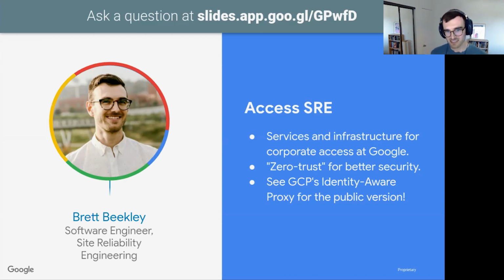Specifically, I'm on Access SRE, which we talked a little bit about. It's really about getting corporate access for Googlers. And though it may not be the billions of users in Gmail or Photos or YouTube, we still have 100,000 plus global Googlers that are using our services all day, every day. So these are pretty beefy, big systems, and we definitely have to design for them to be distributed.